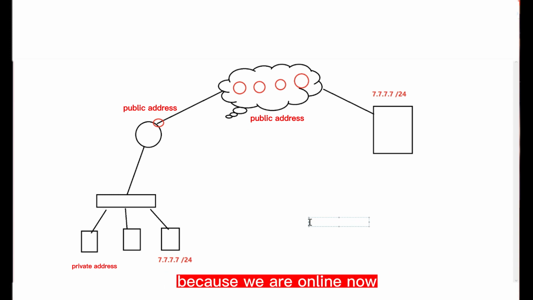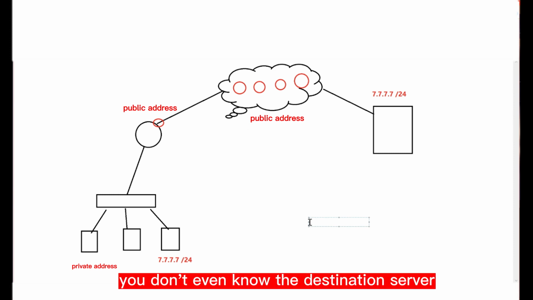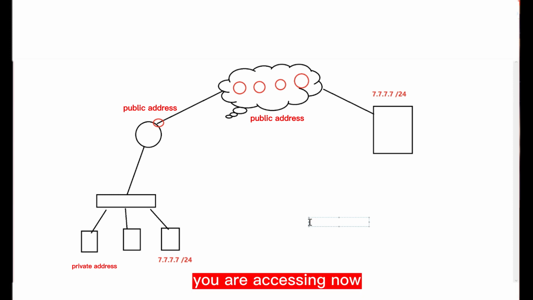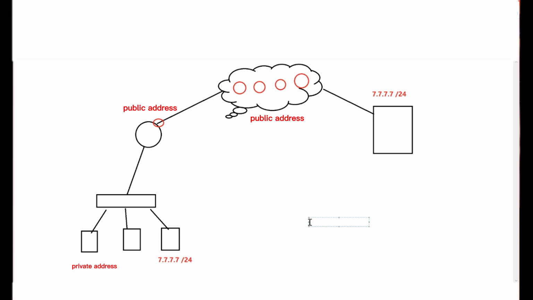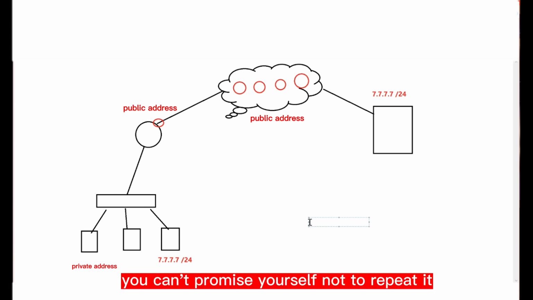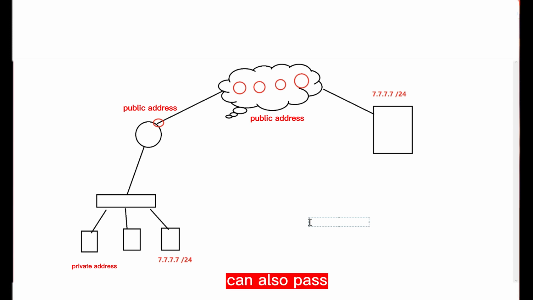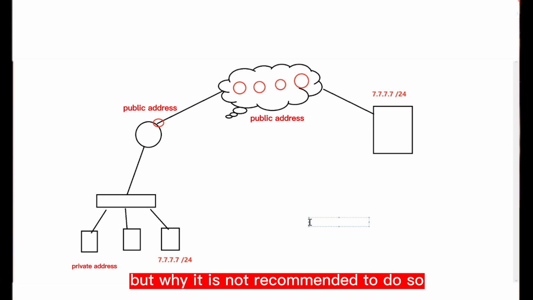Because when we are online, DNS is used. We are all resolving names, and you don't even know which network segment the destination server you are accessing belongs to. You can't promise yourself it won't repeat. That's why we can configure it and it can also pass, but it is not recommended.